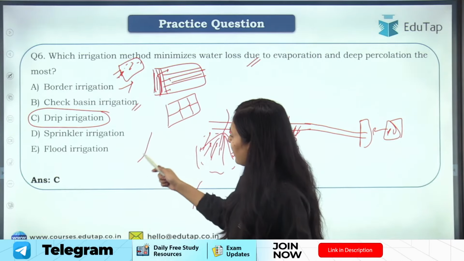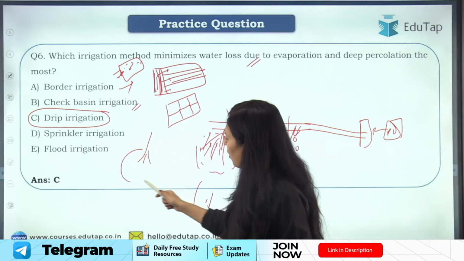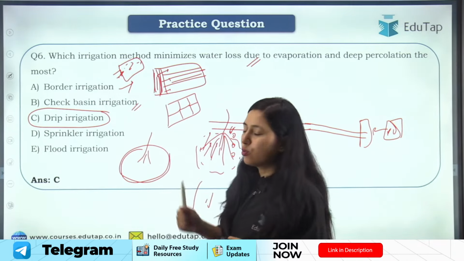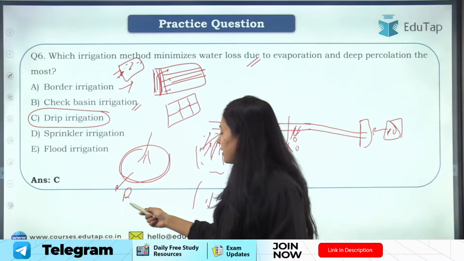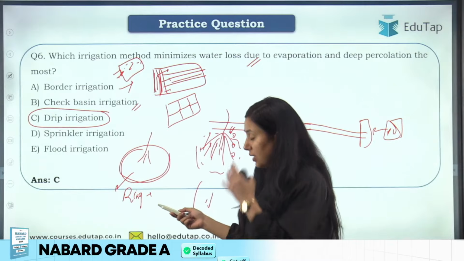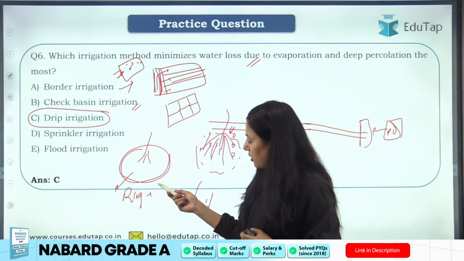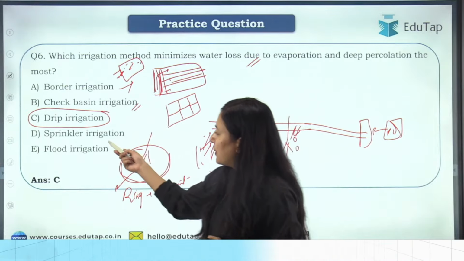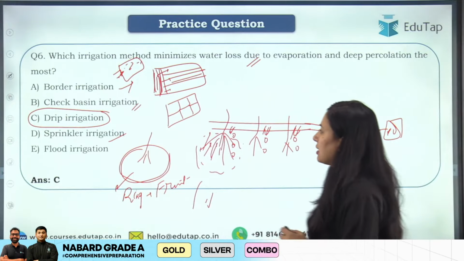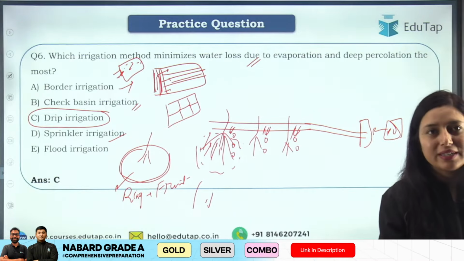Another we have is ring basin. In ring basin we form a ring-like structure around the plant root. Okay, it is ring basin. Ring basin is basically used for fruit trees or orchard trees. ठीक है, then sprinkler irrigation I have already discussed. Clear? So the answer here will be drip irrigation. I hope it is clear.